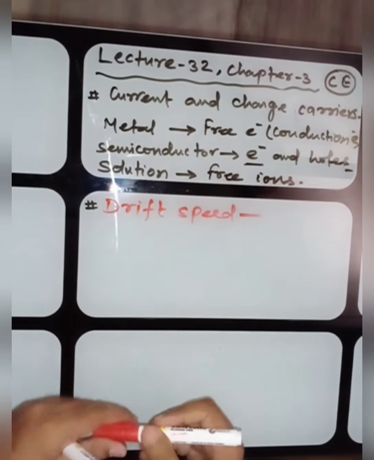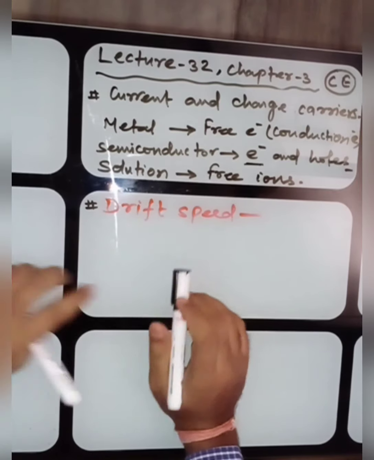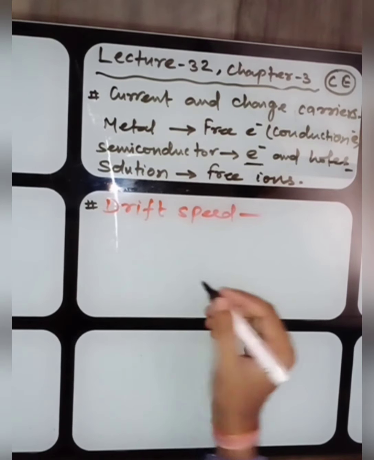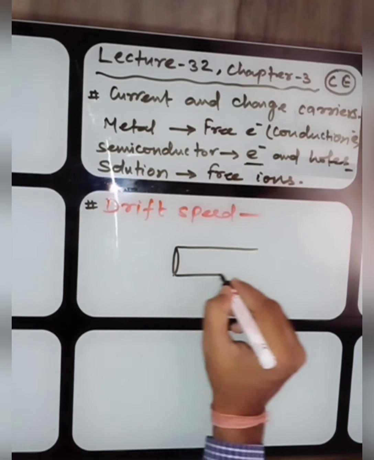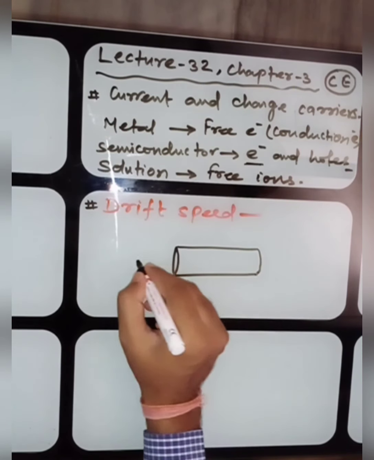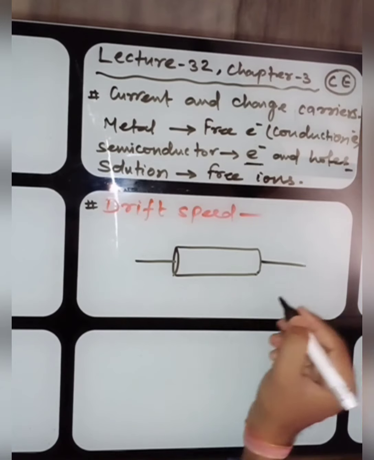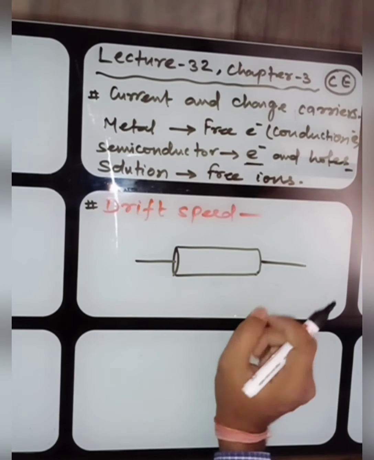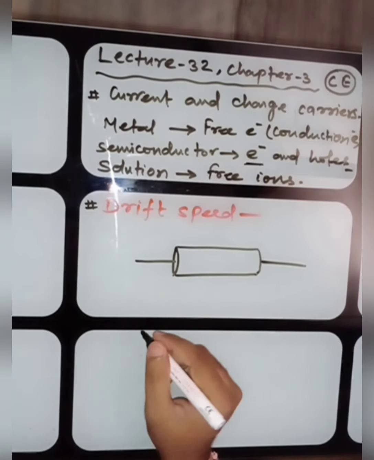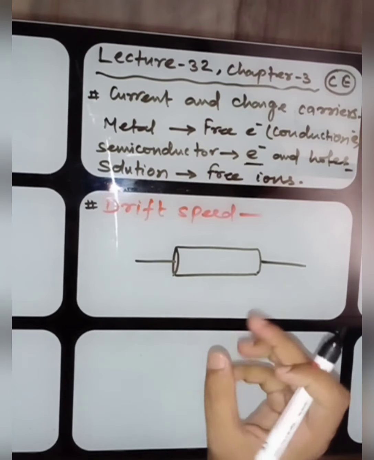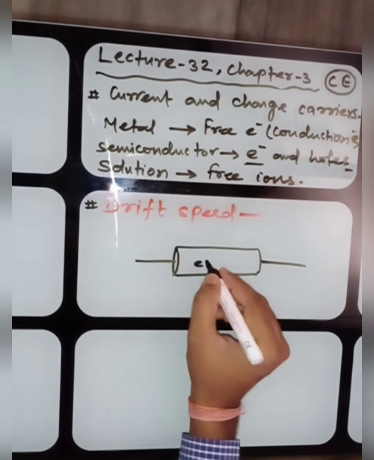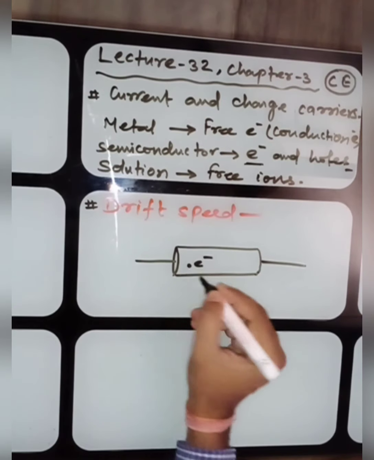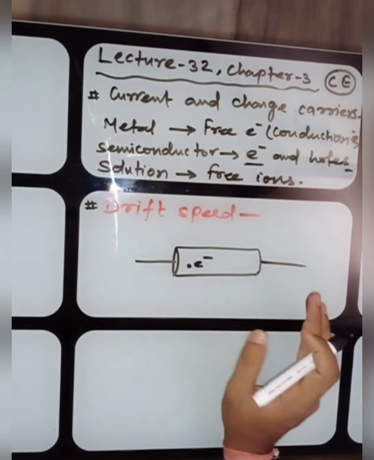Okay, my dear student. So, drift speed. Suppose this is a sample of conductor through which we are studying the electric current. Now, the drift speed actually gives you the concept. Suppose there is an electron inside the conductor. There are a number of free electrons, as you know, inside the conductor.